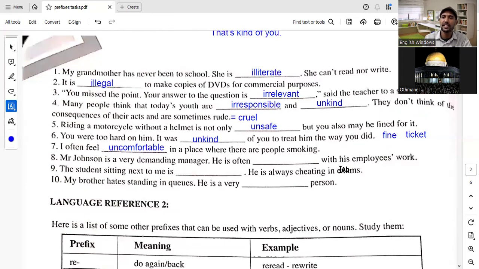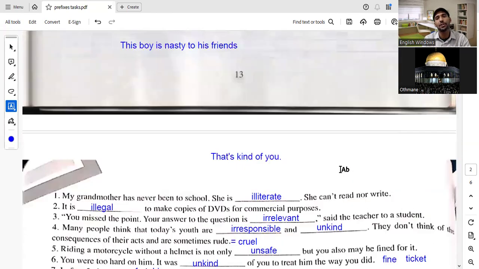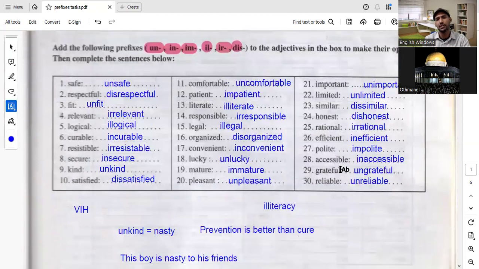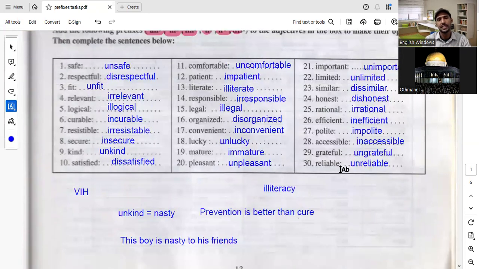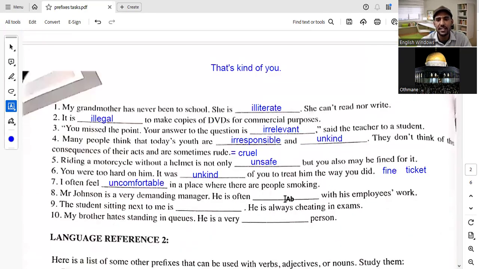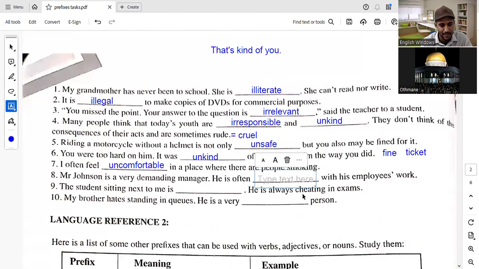Unsatisfied. Oh yeah, very good. So we don't say unsatisfied here. What do we say? We say dissatisfied, right? Dissatisfied. Oh yes, great. Always dissatisfied with the worker's work.